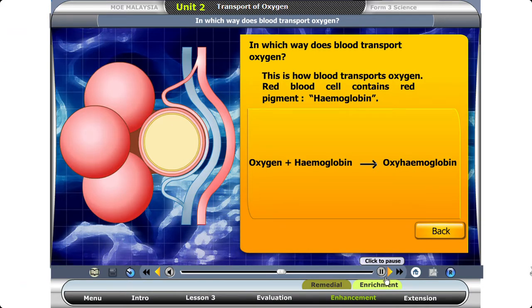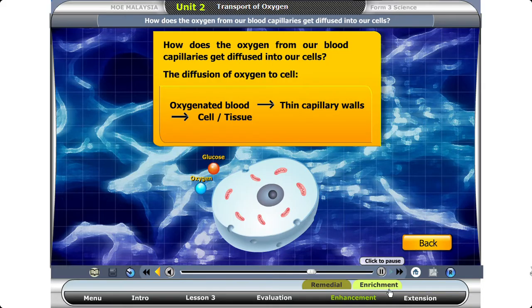Red blood cells contain red pigment called hemoglobin. When hemoglobin combines with oxygen, it becomes oxyhemoglobin. The oxygen from our blood capillaries gets diffused into our cells. The diffusion of oxygen into our cells occurs in the same way oxygen is diffused in the lungs. In the blood capillaries, oxygenated blood releases oxygen to the tissue or cell through the thin walls of the capillary.